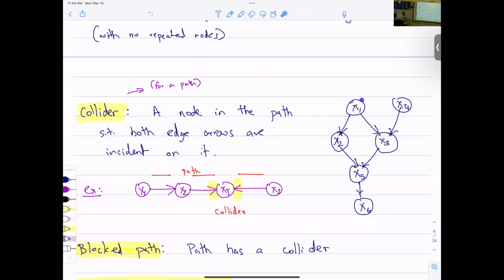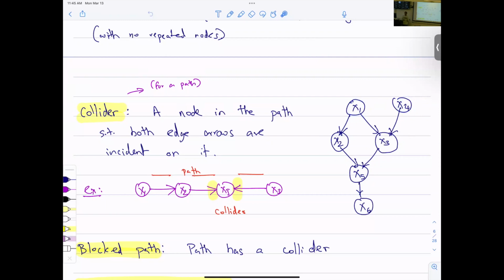So I want to check x1 and x4 and check whether they're graphically independent. What I will do is first figure out every path between them. So this is one path. This is another path. And there are only two paths for this, because once I get here, I can't come back. I can't repeat nodes. So between x1 and x4, there are only two paths in this graph.